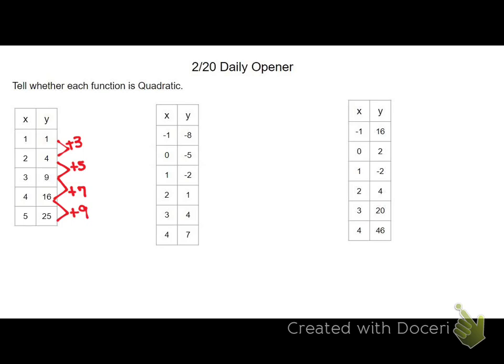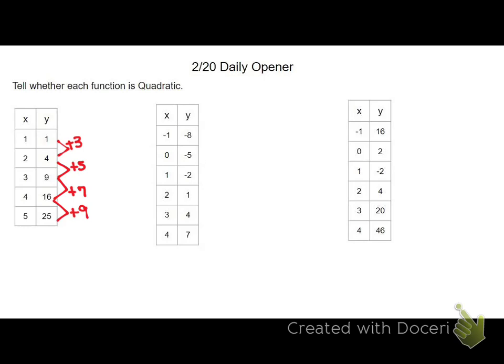Now, if all these numbers were the same my first time through, what kind of function table would it be? If they were all constant the first time through? Then it'll be linear. Good. So this is our first difference. So now we're going to go through and look at our second difference.